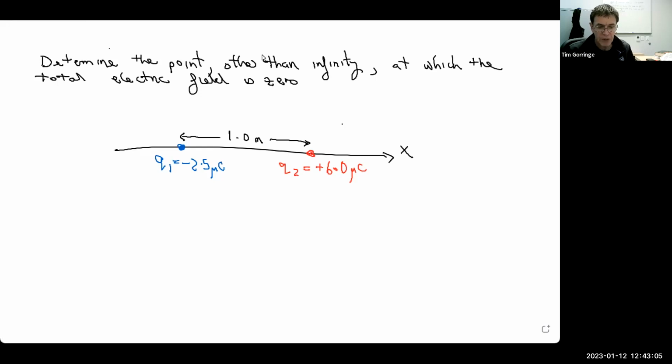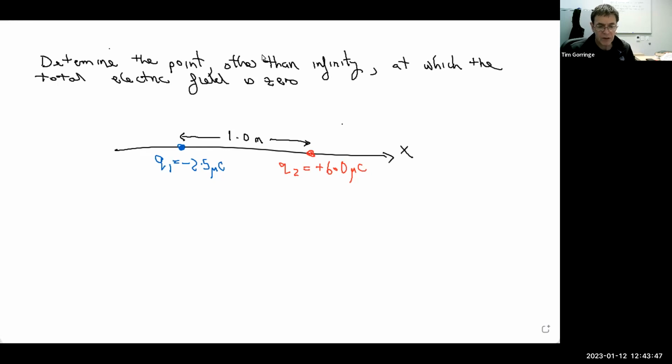So in this particular problem, we're asked to picture two charges on the x-axis. One of the charges, Q1, is minus 2.5 microcoulombs. The other, Q2, is 6 microcoulombs. And they're located on the x-axis with a separation of 1 meter. And the question is, at what point on the x-axis is the electrical field 0?